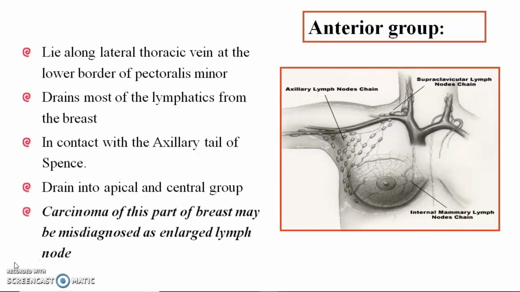Then carcinoma of this part will always be misdiagnosed as an enlarged lymph node. It is a clinical condition, you have to remember. So usually carcinoma, if happening in this node, will always be mistaken as an enlarged lymph node.